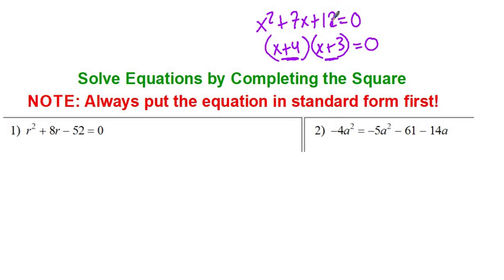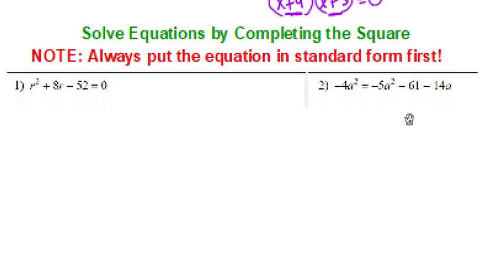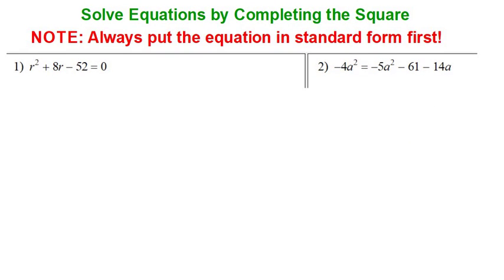Now suppose that I change that 12 into 11. Now you can't factor it. There are no numbers that multiply to 11 and add to 7. So what do you do when you can't factor? And the answer is you use completing the square, which is what I'm going to show you right now.